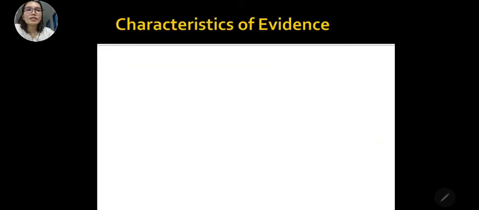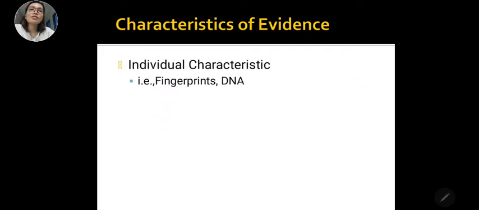So, the characteristics of evidence, we have discussed last time, yung individual characteristics. Pwedeng makita yan sa mga evidence natin for fingerprints and DNA. Kasi hindi lahat ng tao pare-pareho ng fingerprint. Actually, it has been said that no two individuals have the same sets of fingerprints or the ridges in our fingerprints are not the same, even identical twins. Wherein DNA naman, pwedeng magkapareho yung DNA.